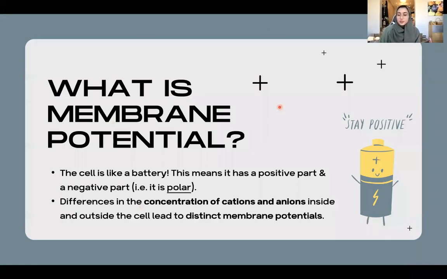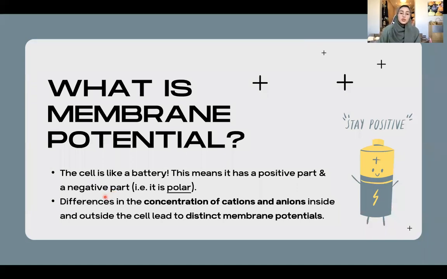Now, first and foremost, we need to talk about membrane potentials. Just like this really cute battery here that has a positive end and a negative end. Batteries are polar, right? It's like water. When you think of water as polar, you have a positive part and a negative part. That's what the cell looks like. The cell is like a battery. It's polar, it has a positive end and a negative end. And I'm going to show you an image that will clarify this a bit in a second.